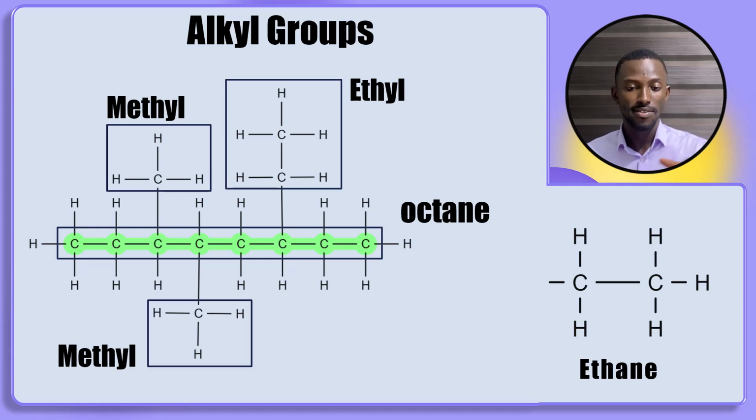So if you look at the ethyl we have on our screen, the side chain, you can count the number of carbons, 1, 2, and 5 hydrogens. Then the side that is sticking out, the dash, shows that it is ready to bond with something else.